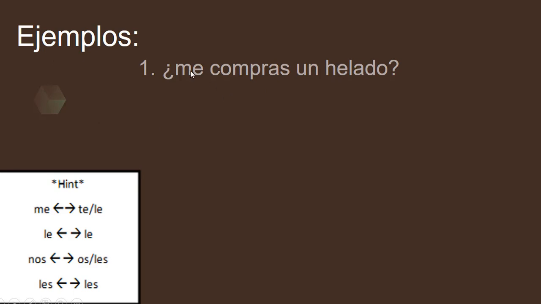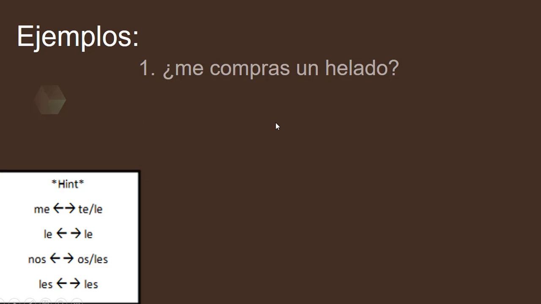Okay, so ¿me compras un helado? Don't worry right now about the direct object. We'll look at these when you're learning double object pronouns. Okay, but right now, do you buy ice cream? Direct object. What are you buying? Ice cream. Direct. Let's focus on the indirect. Do you buy this for me? ¿Me compras un helado? Let's see the answers.